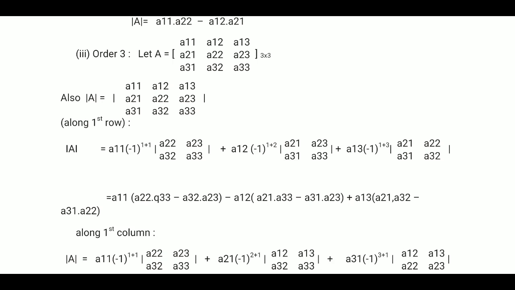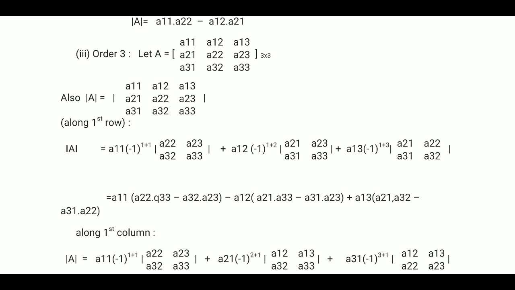So we will take the elements of the first row. Those are A11, A12, A13. And the calculation method will be, we will take that element, multiply minus 1 power i plus j, row plus column in which that element lies, multiply the determinant obtained by leaving this row and this column.